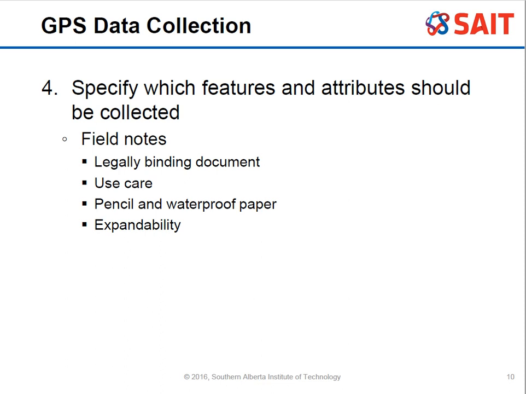Field notes can include what feature you picked up. You can put in the coordinates. You can have a little table set up, some of the attributes, and a sketch. A sketch is really important, right? Even though the data might show up on a map, that field sketch is going to be that legally binding document. So always draw out the area.